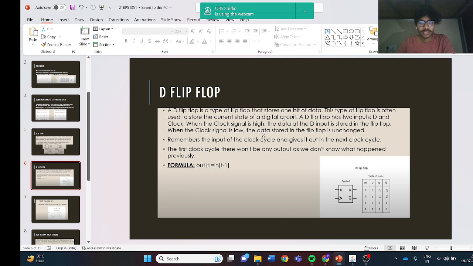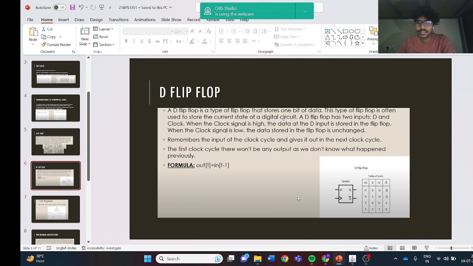So basically, when the clock signal is high, the data at the D input is stored in the flip-flop, and when it is low, it remains unchanged. Remember, it takes the input on the clock signal and gives it to the next clock. In the first clock cycle, there won't be any output, as we don't know what happened previously. So this is the formula of the D flip-flop.